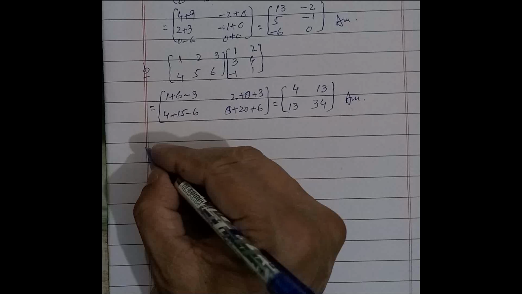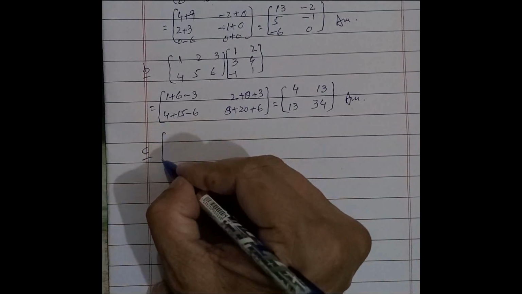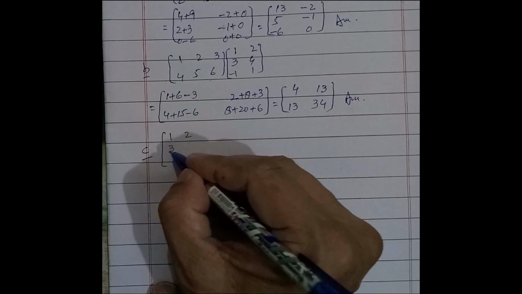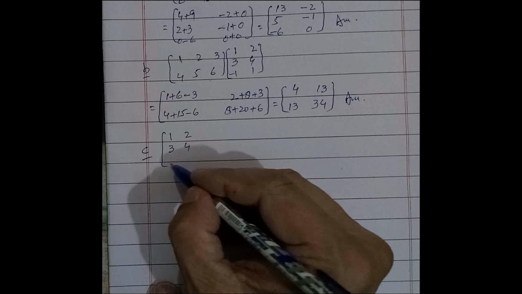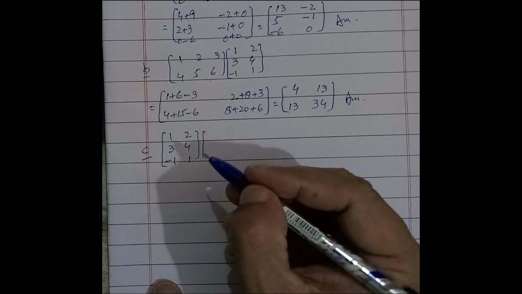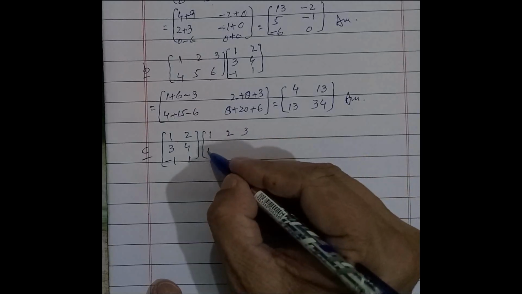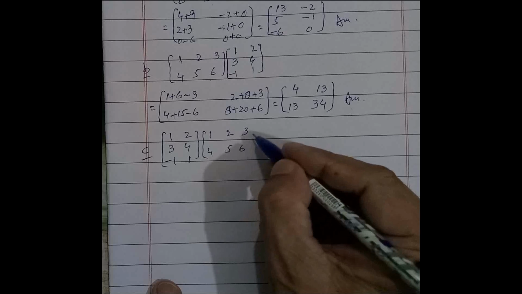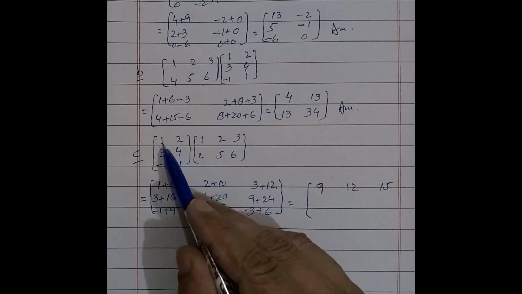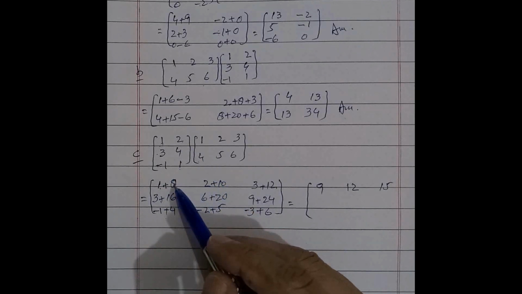Now the C part is matrix 1: 1, 2, 3, 4, minus 1 and 1. And the second is 1, 2, 3, 4, 5, 6. First row multiplied with first column is 1 multiplied by 1 is equal to 1, plus 2 multiplied by 4 is equal to 8.